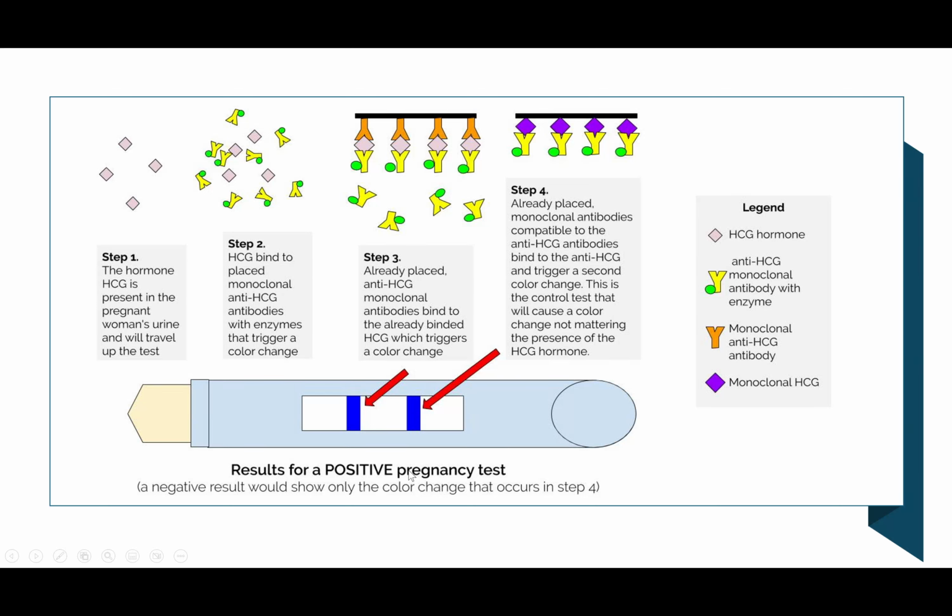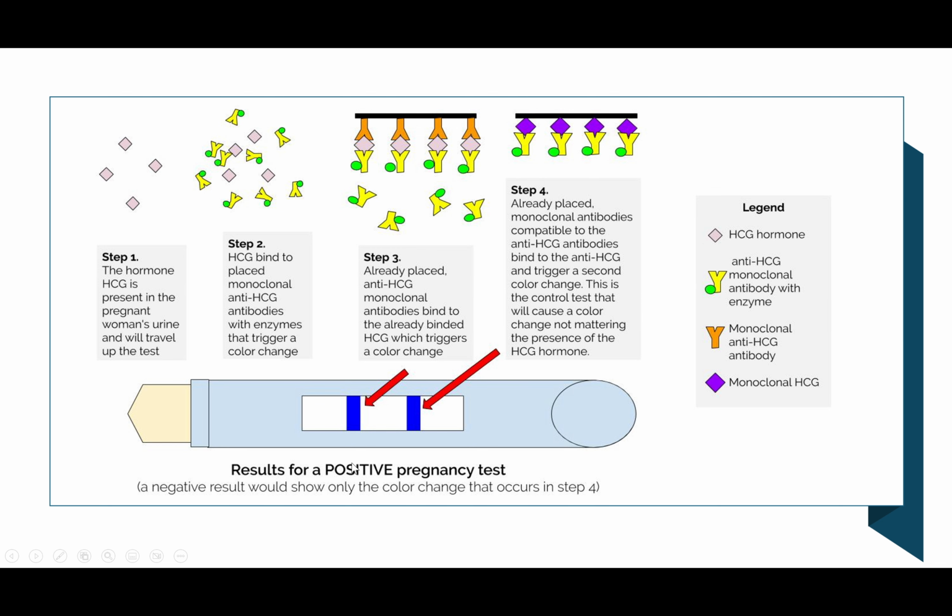Now, what would generally occur if a positive line were to be produced, but no line at the control? What do you think should be done? Another test. Another test must be done. And if the control is working and there is a positive line, then there is a possibility of pregnancy.